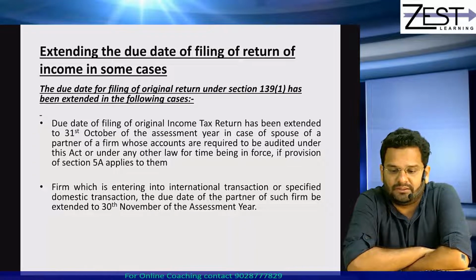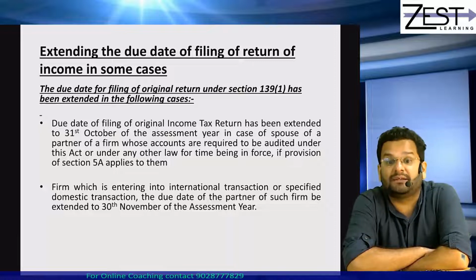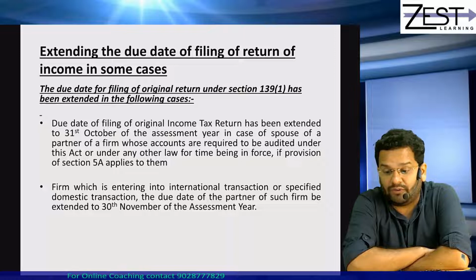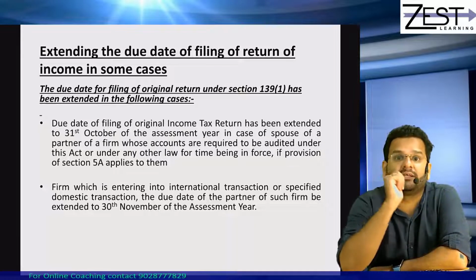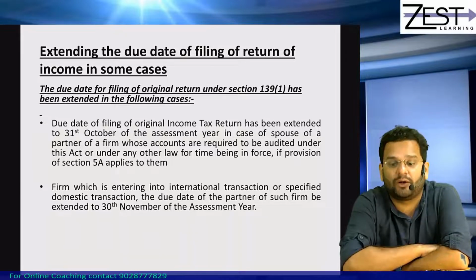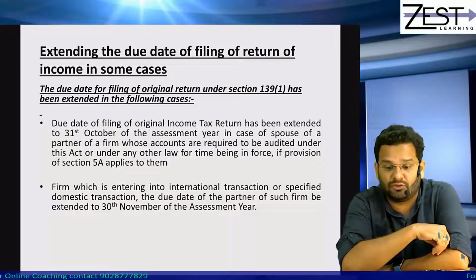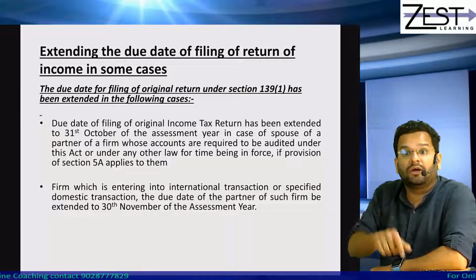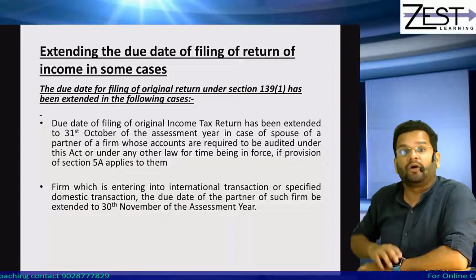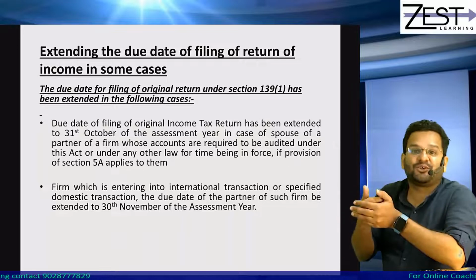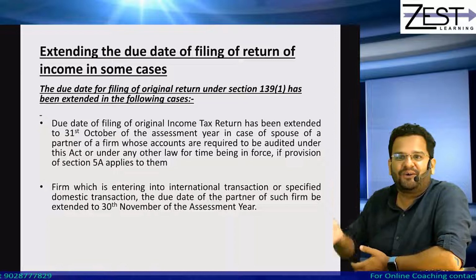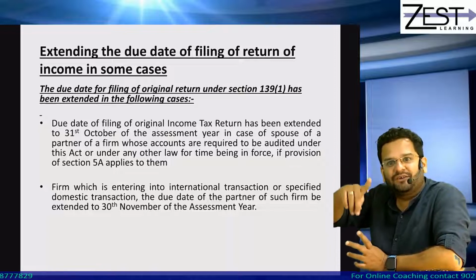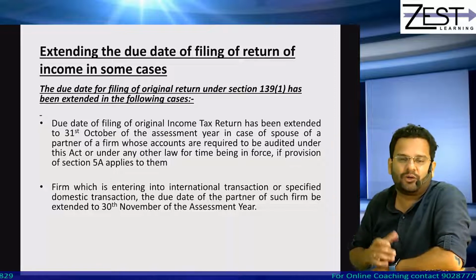Okay, see, the due date of filing original income tax return has been extended to 31st October of the AY. You already know that it is 31st October in case of those assessees whose books of accounts are required to be audited. So obviously they have 31st October. Now we are talking about extending for whom? Already you know it is 31st October for working partners in a firm of which the books of accounts are required to be audited.